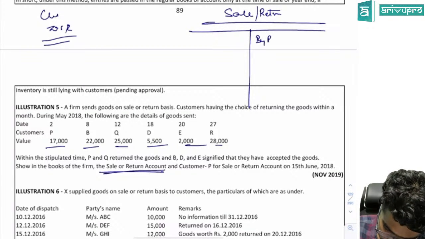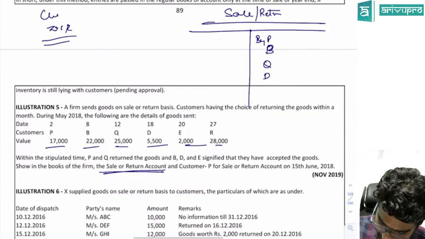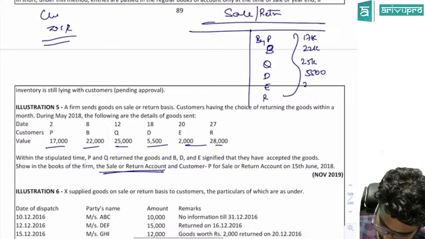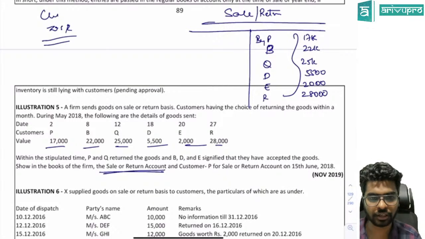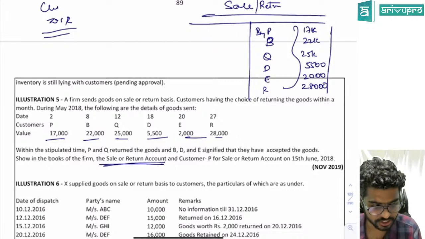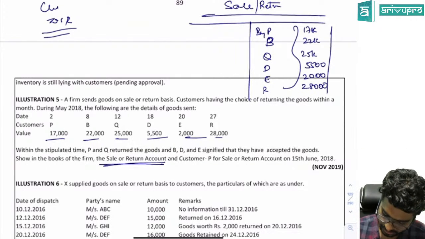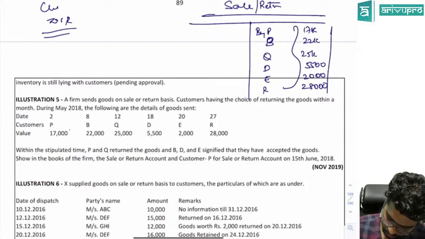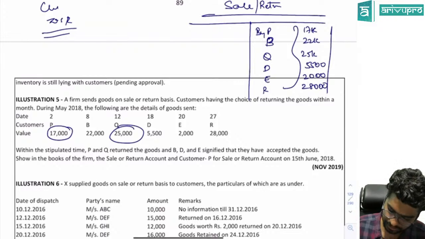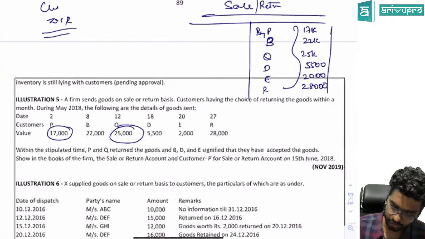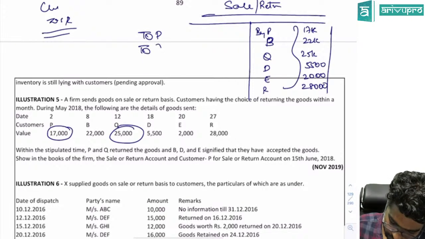In this, by P, Q, D, E, R, 17,000, 22,000, 25,000, 5,500. Are you clear? Out of which, guys, after which, see here, which are the ones which are returned? Let me go into that first. Returned is what? P and Q, that is 42,000 goods are returned, 17 plus 25, 42,000 are returned. So here it will be writing it as 2P 2Q.